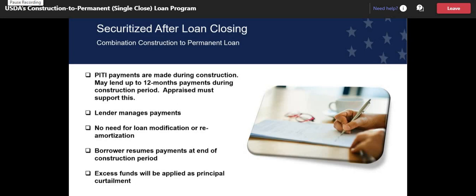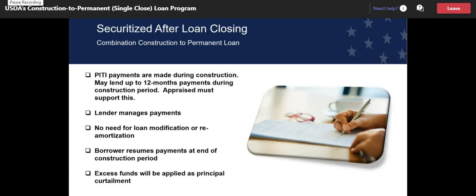Okay, so we've talked about the securitized version. So after loan closing, those PITI payments are made during construction. You may lend up to 12 months of payments during the construction period. The appraised value must support this.